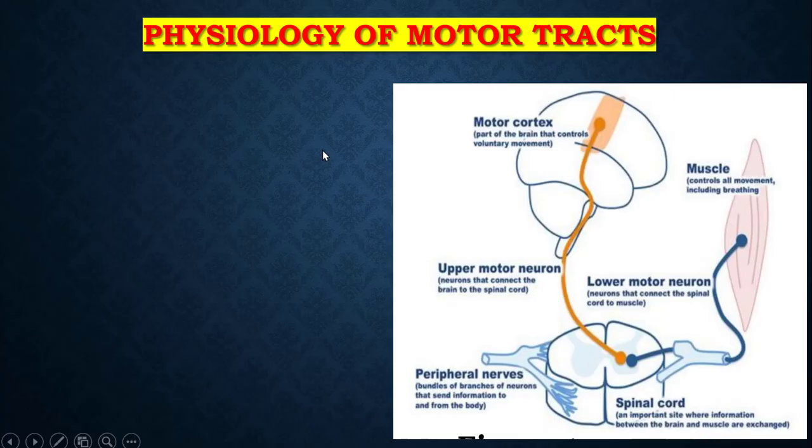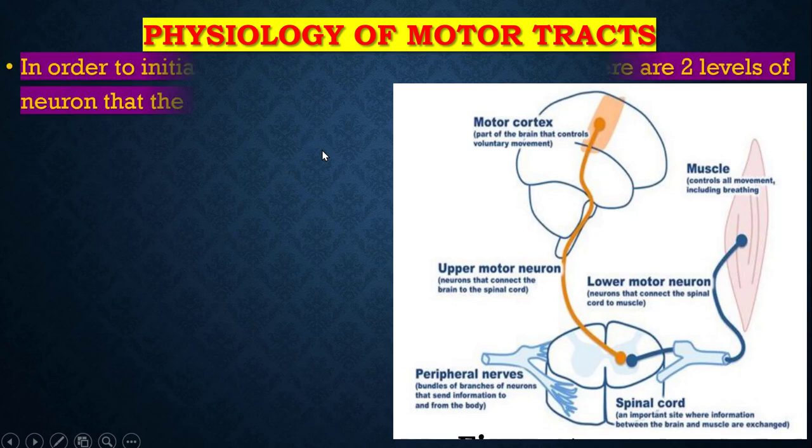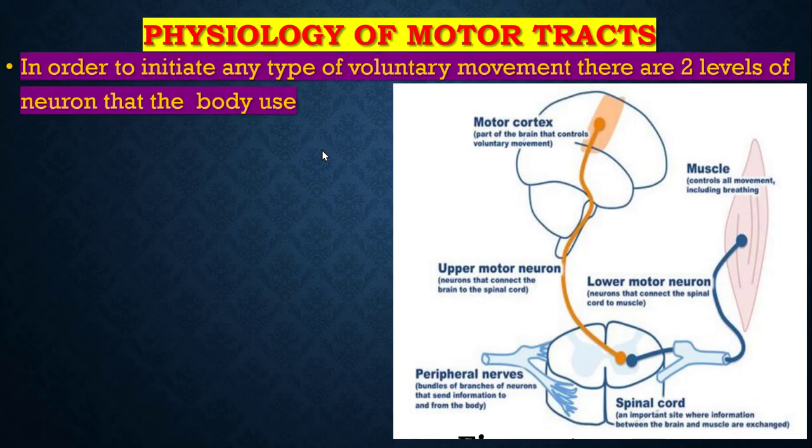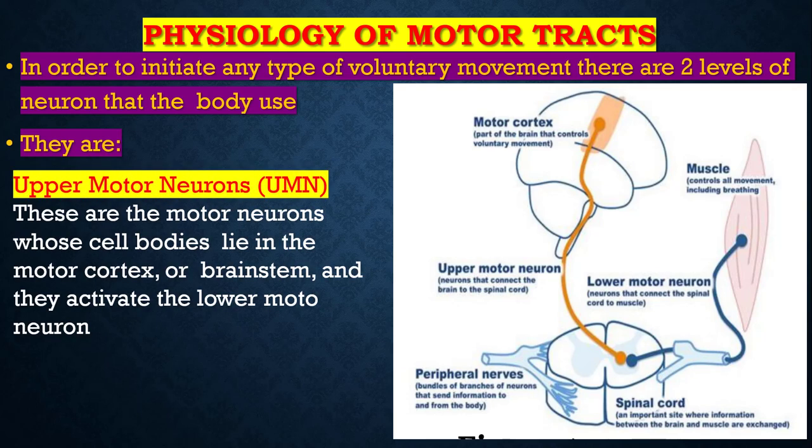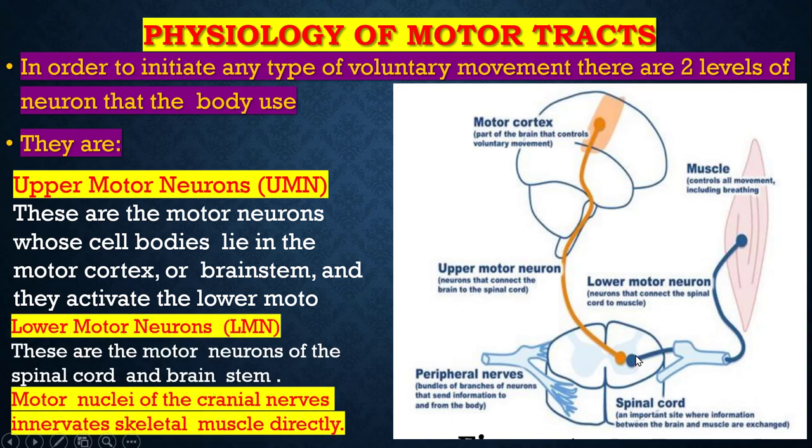Physiology of motor tract. In order to initiate any type of voluntary movement, there are two levels of neurons that the body uses. They are upper motor neurons, the motor neurons whose cell bodies lie in the motor cortex or brainstem, and they activate the lower motor neurons. Lower motor neurons are the motor neurons of the spinal cord and brainstem. Motor nuclei of the cranial nerves innervate the skeletal muscle directly.